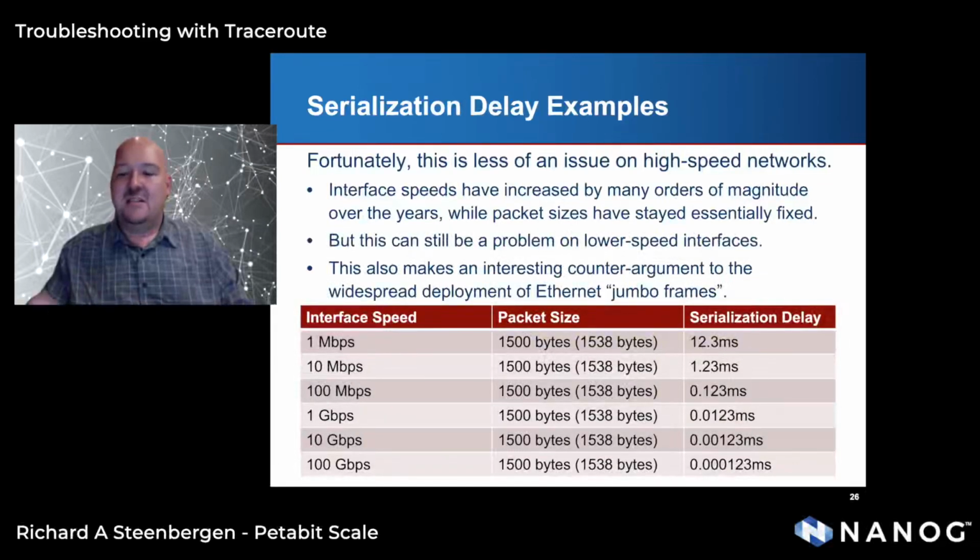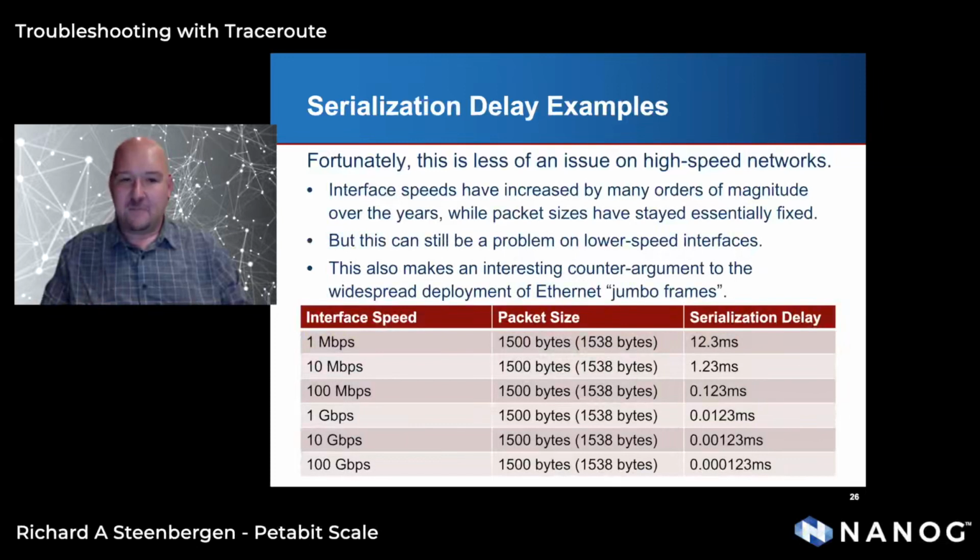So the serialization delay has gone down quite a bit. What would have been a 1.23 millisecond delay over a 10 meg Ethernet is now 0.00123. It becomes unnoticeable at 10 gig Ethernet. But this is still a problem when you run across low-speed interfaces that are out there. And it's an interesting counter-argument to the widespread deployment of jumbo frames. So we actually get some benefit to having small packets relative to the bandwidth size, in that serialization delay becomes less of an issue.